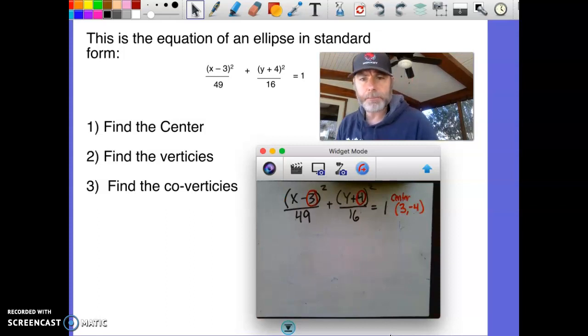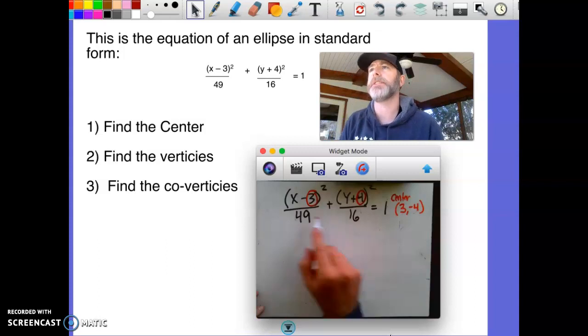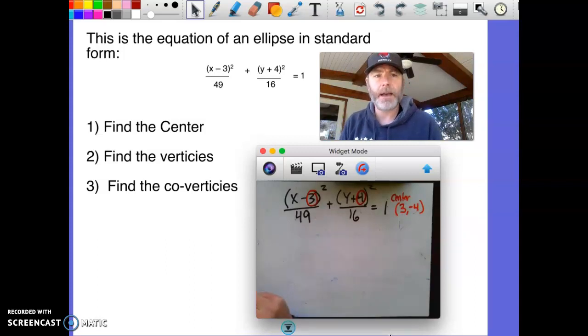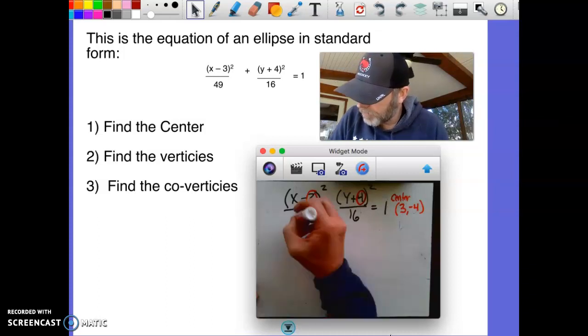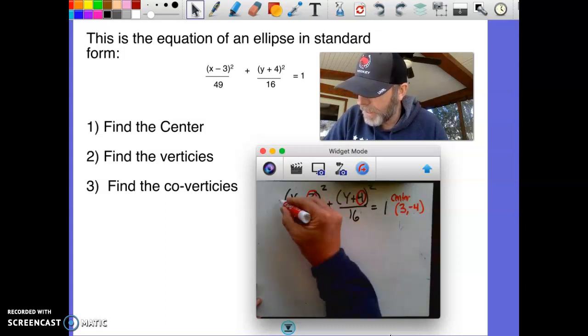All right, so a couple other things we're going to do. We're going to identify a and b. Remember, a is the larger of the two numbers underneath it. a is half of the length of the major axis. So a is associated with our vertices, and b is associated with our co-vertices. So in this particular problem, 49 is bigger than 16. 49, I notice, is underneath x.